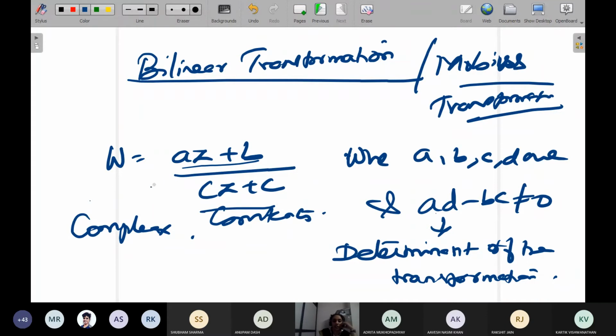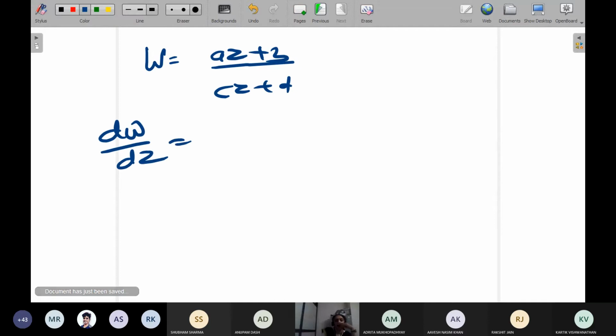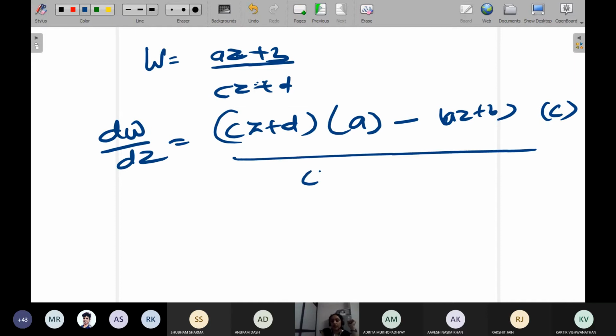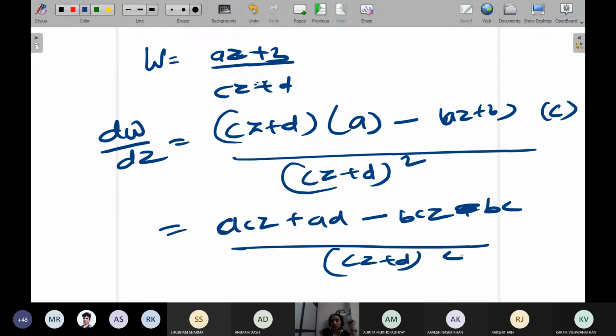First of all, we will check whether this is conformal or not. How will we check it? You know that W is equal to (AZ plus B) divided by (CZ plus D). Find dW by dz. When you differentiate this with respect to Z, you get A times (CZ plus D) minus (AZ plus B) times C, since differentiating the denominator gives C alone, divided by (CZ plus D) the whole square. Simplify this: ACZ plus AD minus ACZ minus BC, divided by (CZ plus D) the whole square.